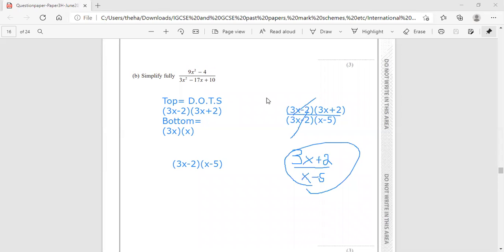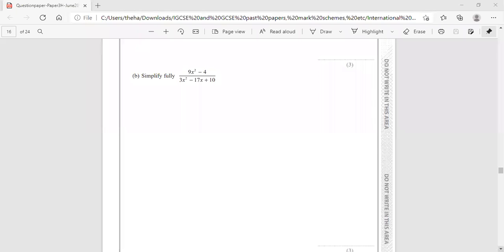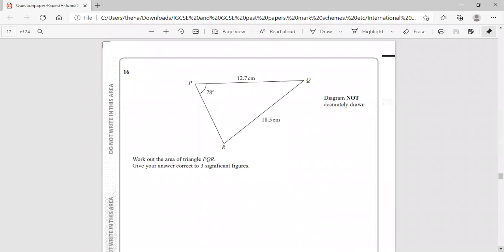So let us continue to the next question. So this is a question with a triangle. So question 16, work out the area of triangle PQR. Give your answer correct to 3 significant figures. So this is not a right angled triangle, so don't get tricked into thinking that. There's no right angles in this. There's 2 rules we're going to have to use here: the sine rule and the area of a triangle rule with sine.